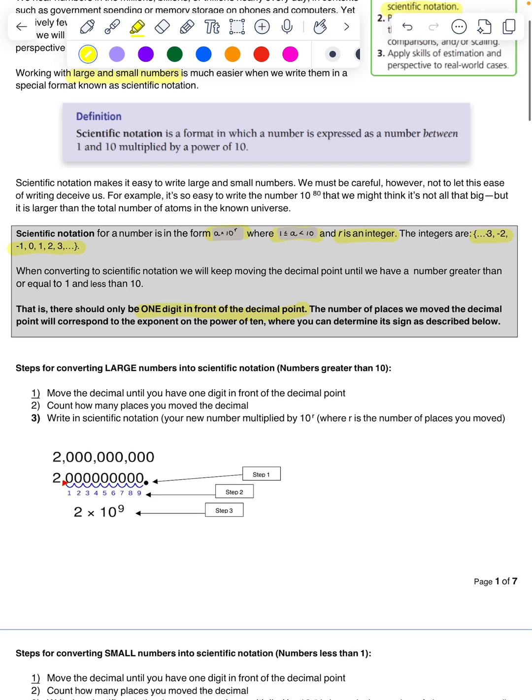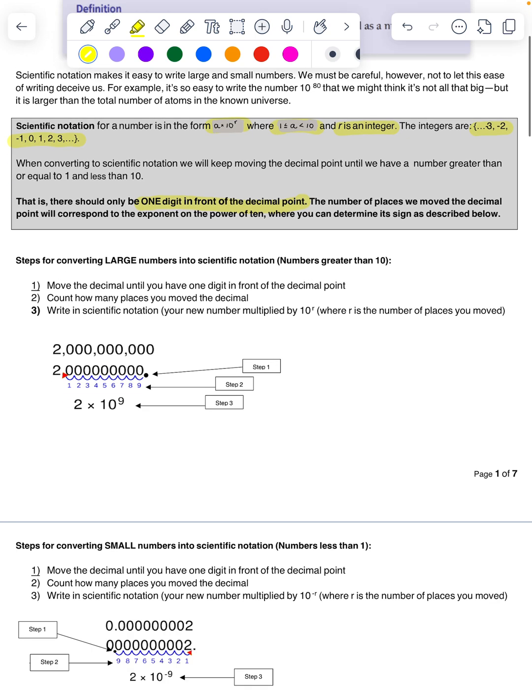So if we have a large number that we want to write in scientific notation, numbers greater than 10, we're going to move the decimal until we have one digit in front of the decimal point, count how many places you moved the decimal, and now write it in scientific notation. So we're going to have that number multiplied by 10 to the r, where r is the number of places you moved.